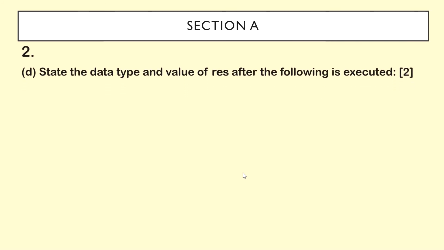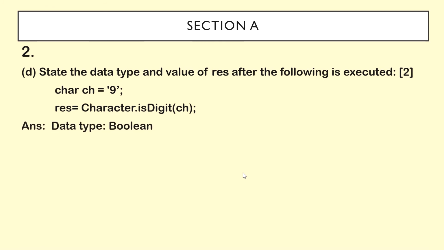And number D, state the data type and value of res after the following code is executed. Character ch is '9' and res is Character.isDigit(ch). Here some kind of checking is going on, isDigit. That function is going to check whether that character is a digit or not. And yes, it is a digit. Since checking is going on, whether it's true or false, the data type of res will be boolean. And since it is true that 9 is a digit in character form, the value will be true.